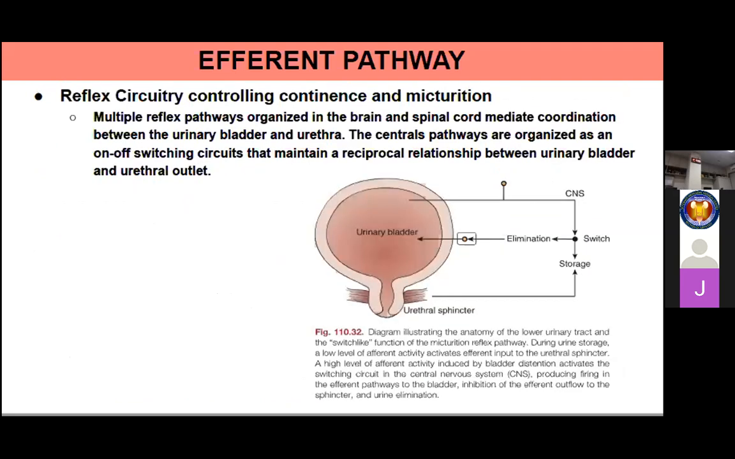So in the different pathway again, the reflex circuitry controlling continence and micturition, multiple reflex pathways organized in the brain and spinal cord mediate coordination between the urinary bladder and urethra. The central pathways are organized as on and off switching circuits that maintain a reciprocal relationship between urinary bladder and urethral outlet. In the picture on the right side, it just shows the anatomy of the lower urinary tract and its switch-like processes during the micturition reflex pathway. Next, please.